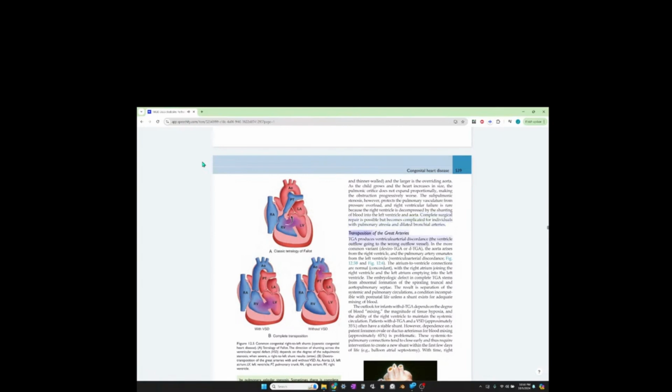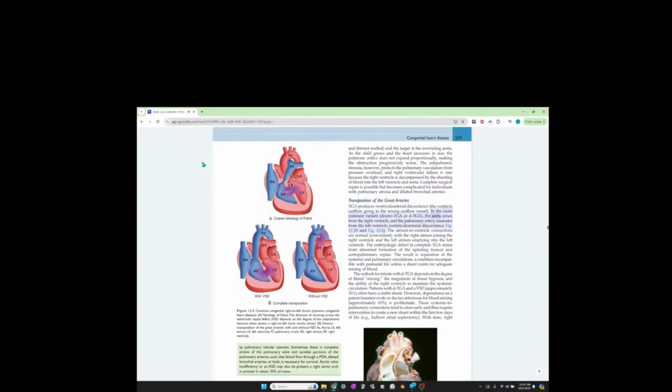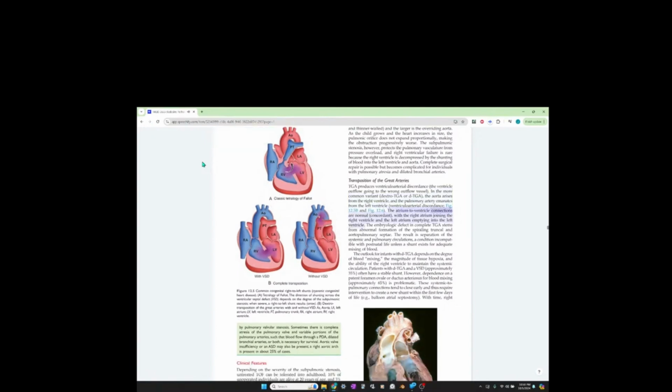Transposition of the great arteries, TGA, produces ventricular arterial discordance. In the more common variant, the aorta rises from the right ventricle, and the pulmonary artery emanates from the left ventricle. The atrium to ventricle connections are normal, with the right atrium joining the right ventricle and the left atrium emptying into the left ventricle.